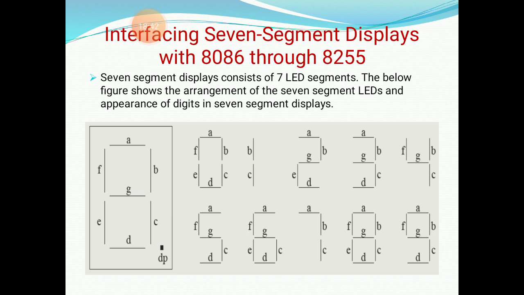To display 6, the segments A, C, D, E, F, G. For 7, A, B, C segments will be on. For 8, all segments A, B, C, D, E, F, G. To display 9, the segments required to be on to display the pattern 9 are A, B, C, D, F and G.